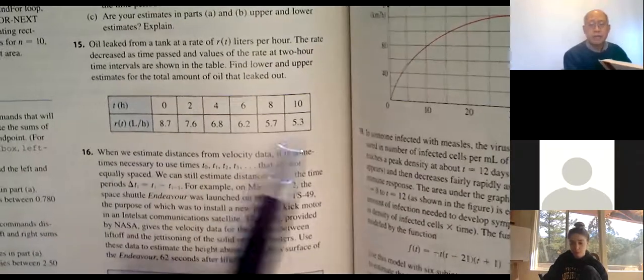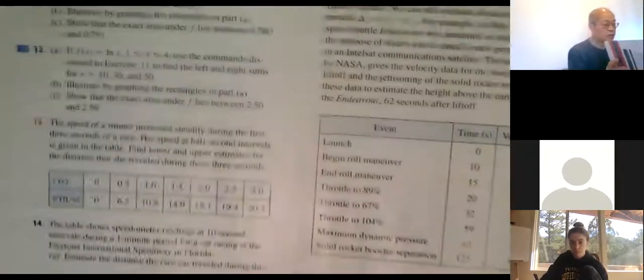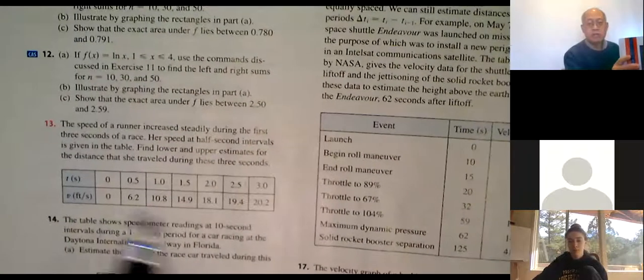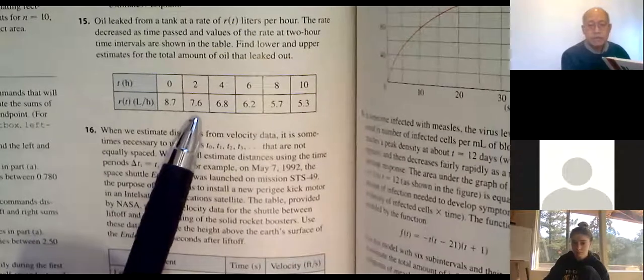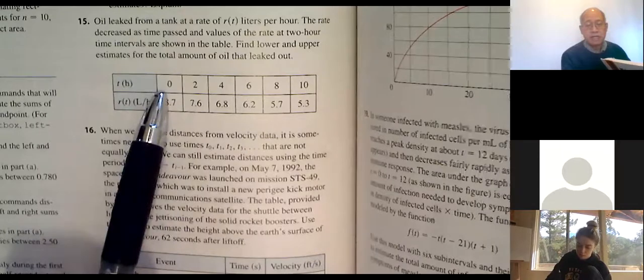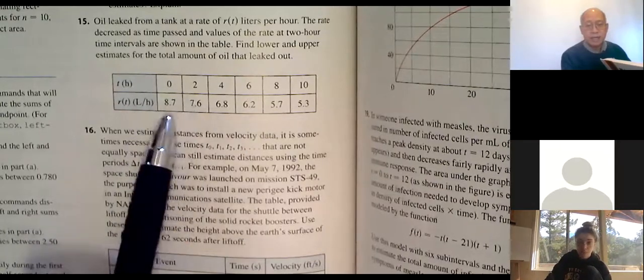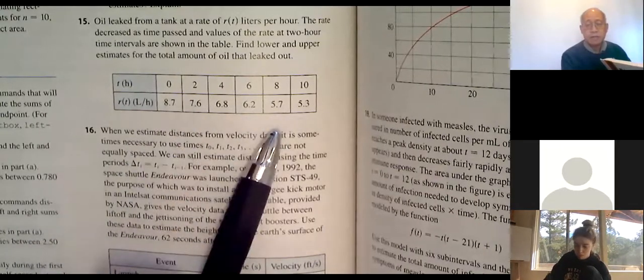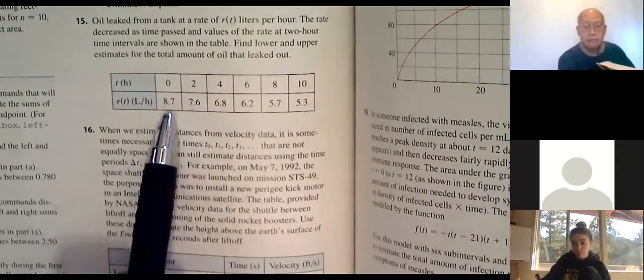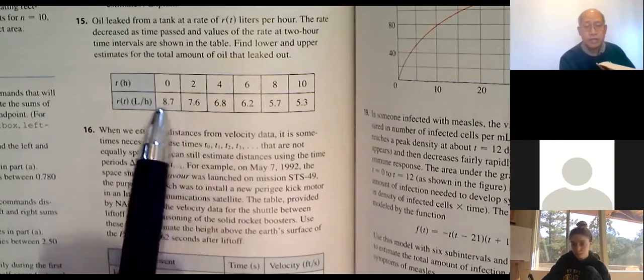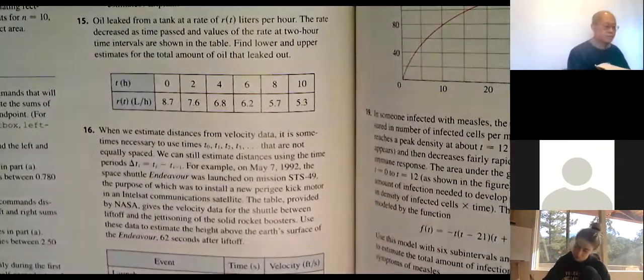So that'll be an estimate for the total amount of liters, the volume that leaked out of the tanker, let's say. And as time goes by, this time it's decreasing. Okay, so the one I just did, you have an increasing function, right? She's running faster and faster. She's accelerating for the first 3 seconds. And here, the rate of leakage is decreasing, which kind of makes sense. The most amount of spillage would be right at the beginning, and then as there's less and less volume inside the tank, as time goes by, there's less and less. Okay. So if you want an upper estimate, you would pick all the left endpoints. And if you want a lower estimate, you pick all the right endpoints. Okay.